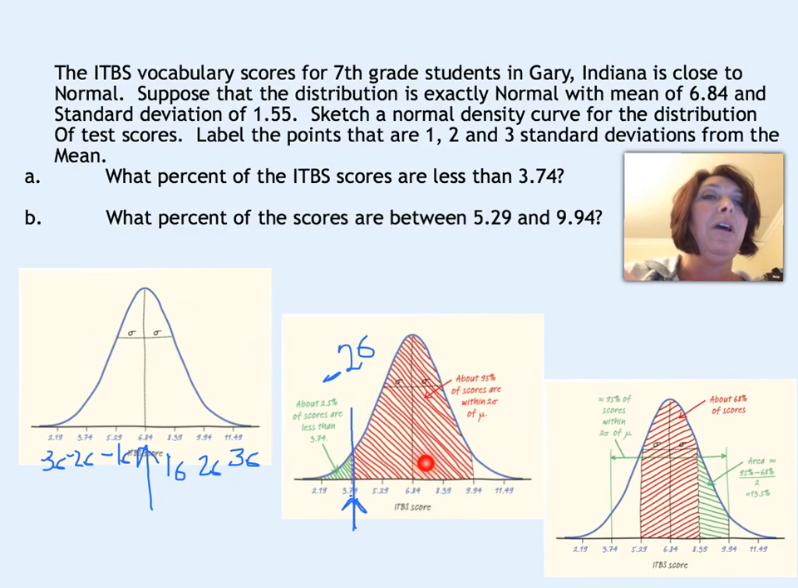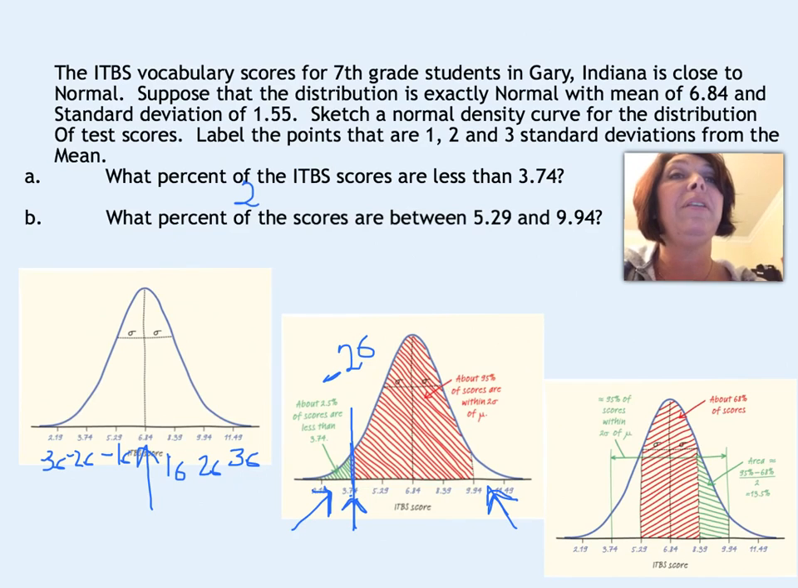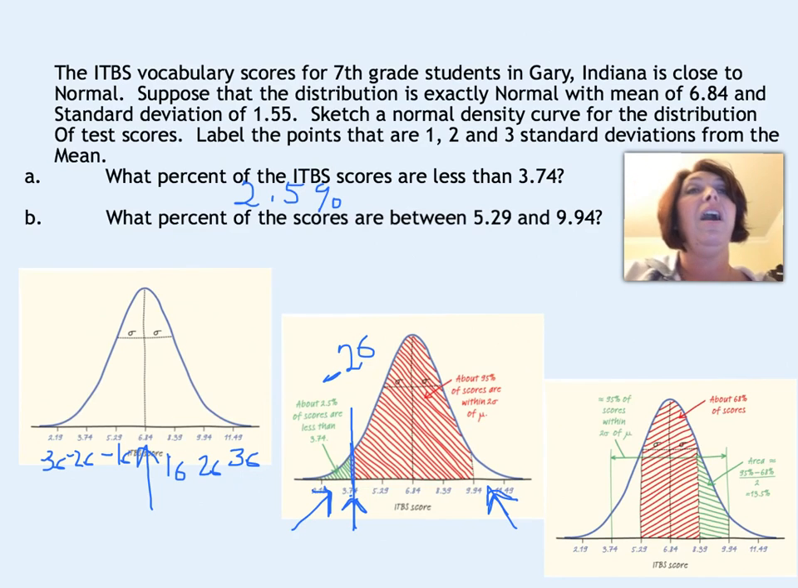Now notice in between plus or minus 2 standard deviations, we said before was 95%, which means that the leftovers here, here, and here would be how much? 5%. That's right, boys and girls. So from here, this part right here, and this part would be 5%, so half of that would be how much? Yes, 2.5%. So 2.5% of the scores are less than 3.74.